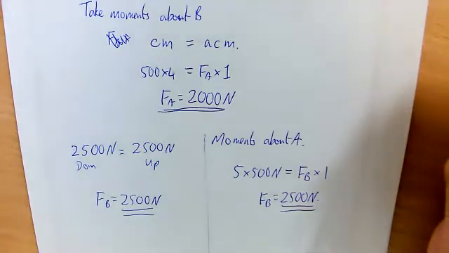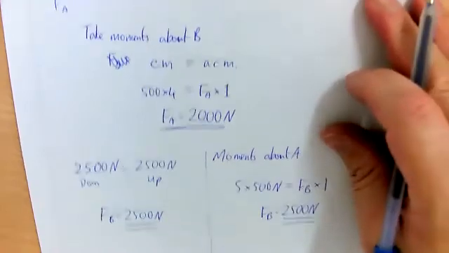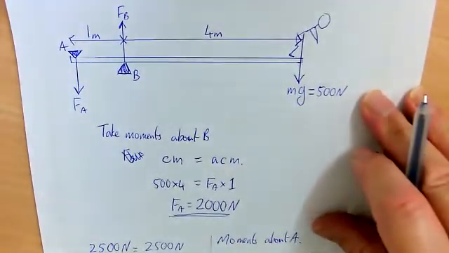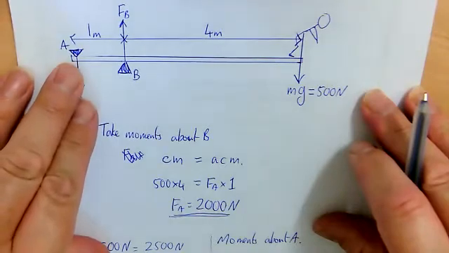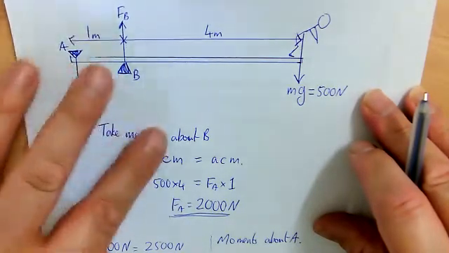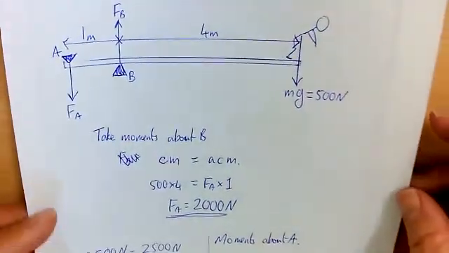Okay, so that is one particular example of using moments. All you really do, if you've got two supports, is you take one of the supports to be a pivot, and then you work out the moments caused by the forces involved and the forces on the pivots. So that's one particular, more complex example. Some people seem to find that quite a difficult one.